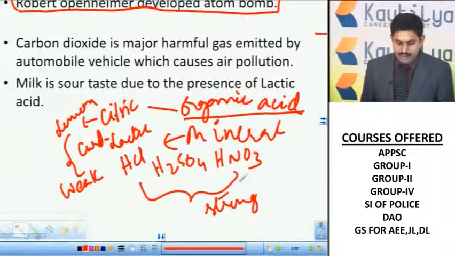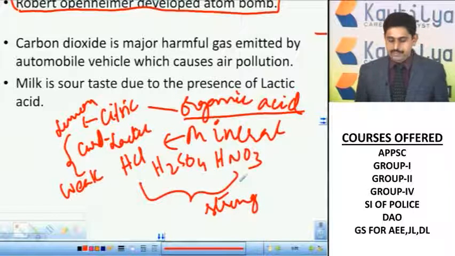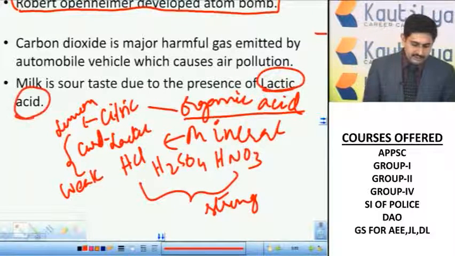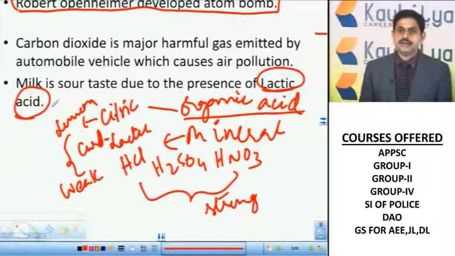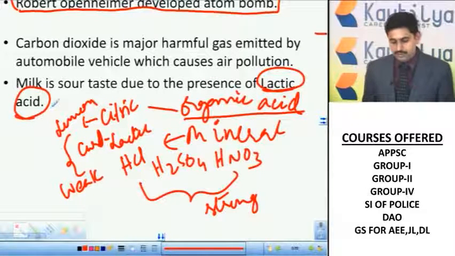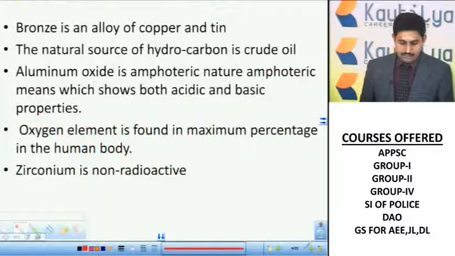Okay, now here the milk has a sour taste due to the presence of lactic acid. If you compare milk and curd, the curd has a greater amount of lactic acid. Actually, milk is converted completely into curd because of the conversion into lactic acid, which is formed in the case of curd. I will move to the next slide, that is alloy.